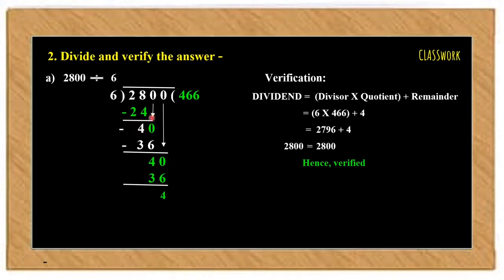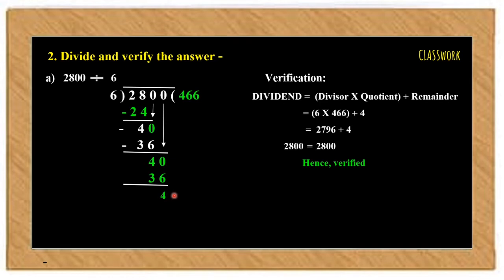We bring down the next digit of the dividend to obtain 40, which when divided by 6 gives us 6 multiplied by 6 as 36. On subtracting, we get again 4 as our answer. When we bring down the last digit of our dividend 0, we get 40 as a new dividend and we divide it by 6. Again, 6 multiplied by 6 gives us 36. And on subtracting, we get 4 as a remainder.